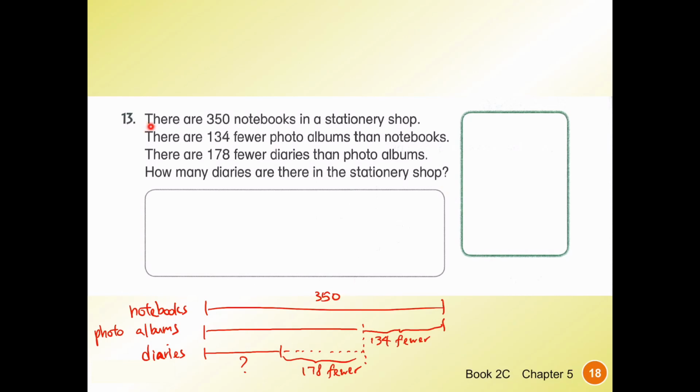And question 13. There are 350 notebooks in a stationery shop. And there are 134 fewer photo albums than notebooks. There are 178 fewer diaries than photo albums. So we'd like to know the number of diaries in the stationery shop. So you should be able to figure out the expression on your own by looking at the diagram.